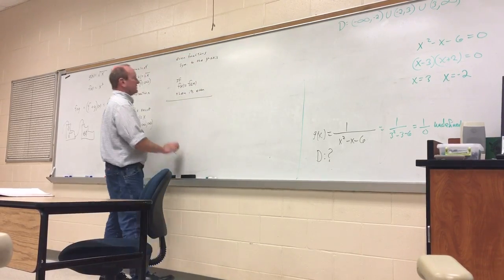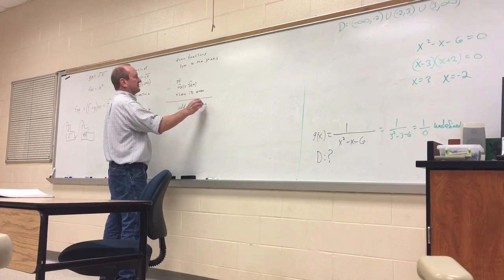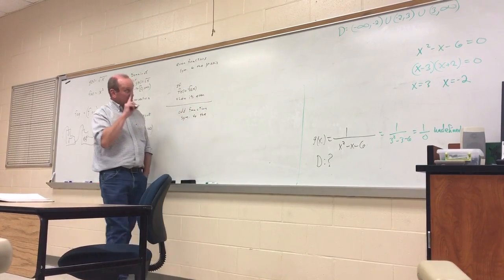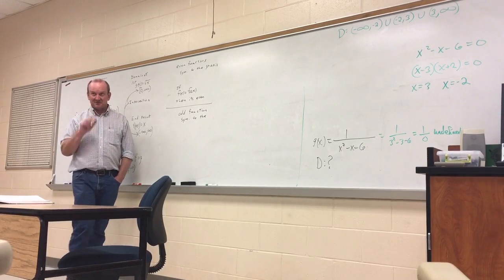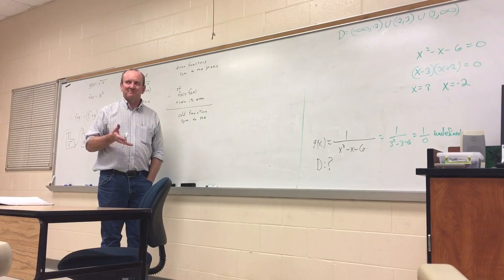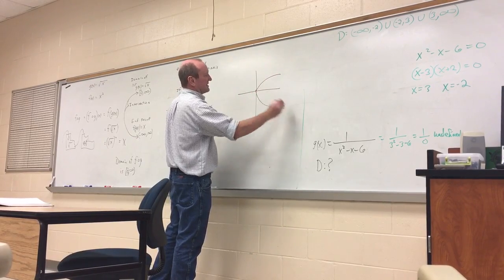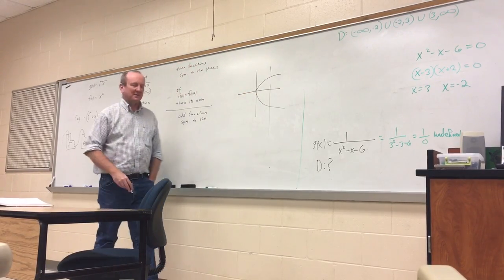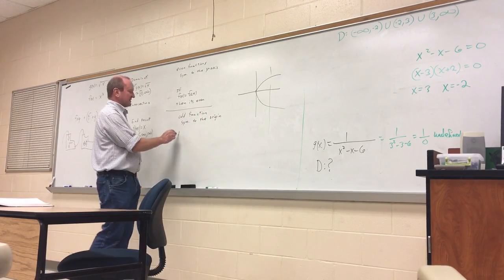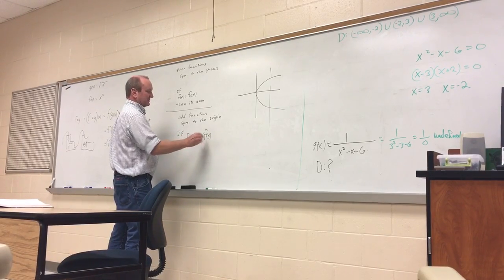Odd functions are symmetric to the what? It can't be the x-axis, which would be your first guess, right? Because if it's symmetric to the x-axis, then it's not a function. It would look like that, and that's not a function. So it's symmetric to the origin. To check that, f of negative x would be equal to the negative of f of x.